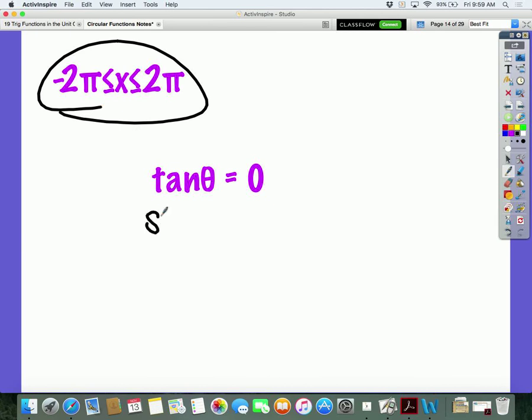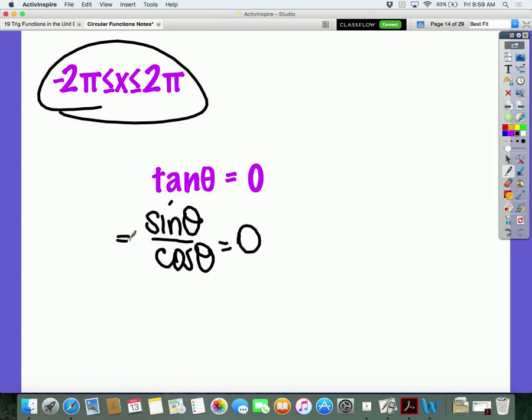Tangent, we also know, is sine theta over cosine theta. Okay? So you're trying to figure out where am I going to get 0 from dividing my sine value, which is what, x or y? Y, by my cosine value, which is x. Now, it's not going to be any of those that are in between. It's not going to be a pi over 3 or 5 pi over 6 because that's 1/2 and root 3 over 2 and square root 2 over 2. There's no way you can get 0. You're going to be looking at your quadrantal angles, okay? The ones that lie on the axis.